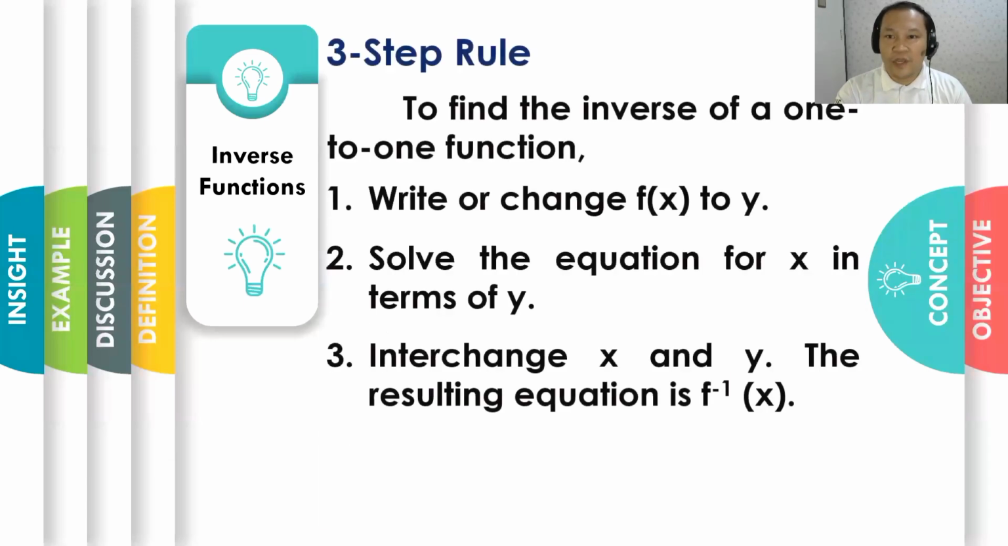And also, we discussed that we have a three-step rule in finding the inverse of a one-to-one function. And what are those steps? Number one, you have to change f of x to y if the given function is expressed as f of x. Then you have to solve the equation for x in terms of y. And then after that, interchange x and y, and the resulting equation is now the inverse of the given function.